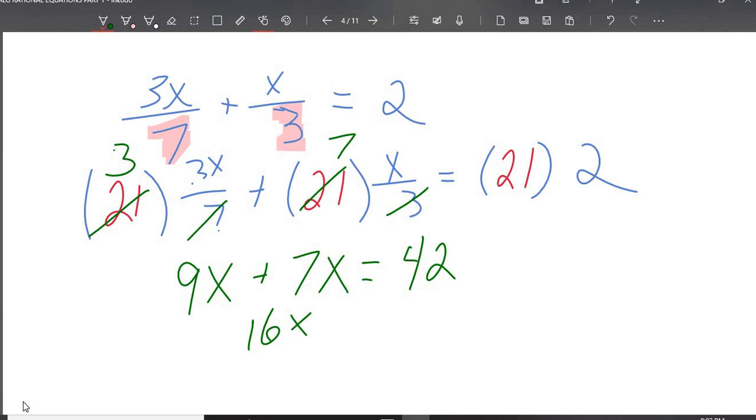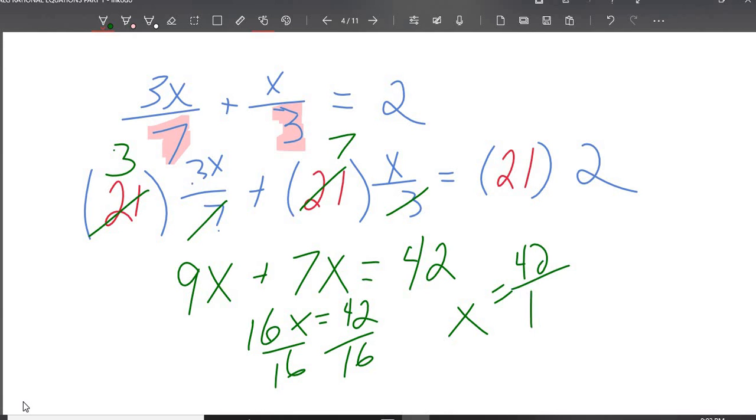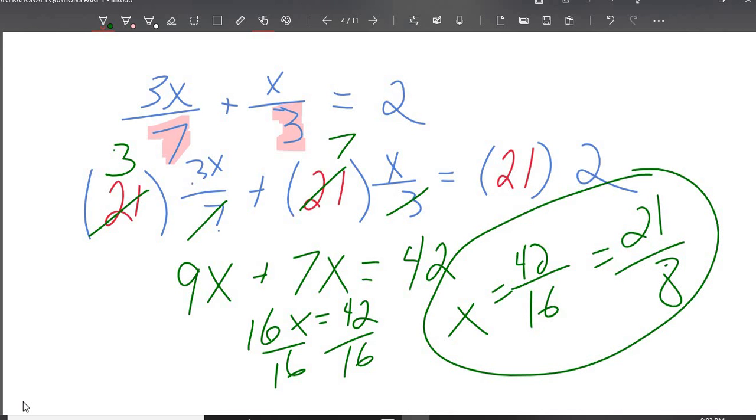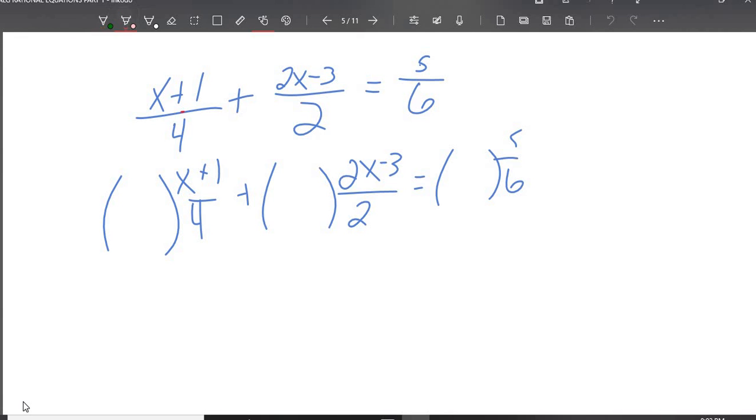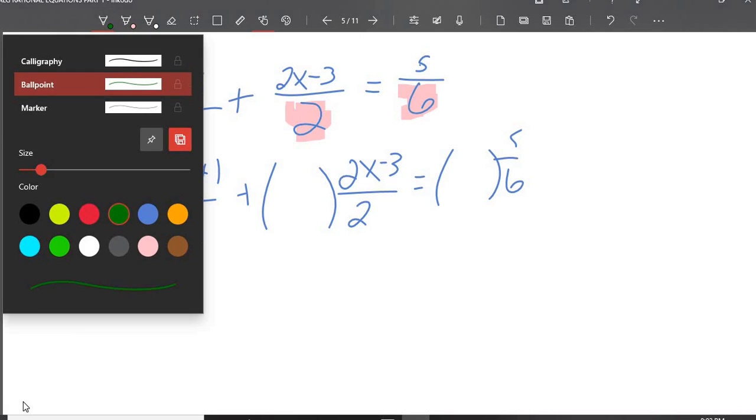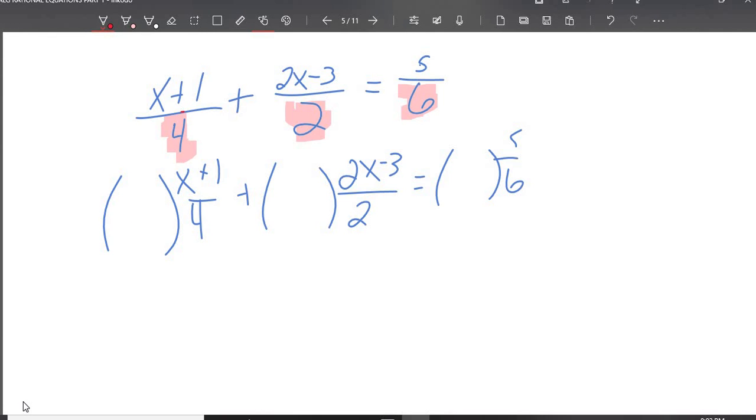Combine like terms. Divide by 16. 42 over 16, which simplifies down to 21 over 8. This one we got 3 different denominators again. A 4, a 2, and a 6. So I need the LCD between the 2, the 4, and 6, which is going to be 12.